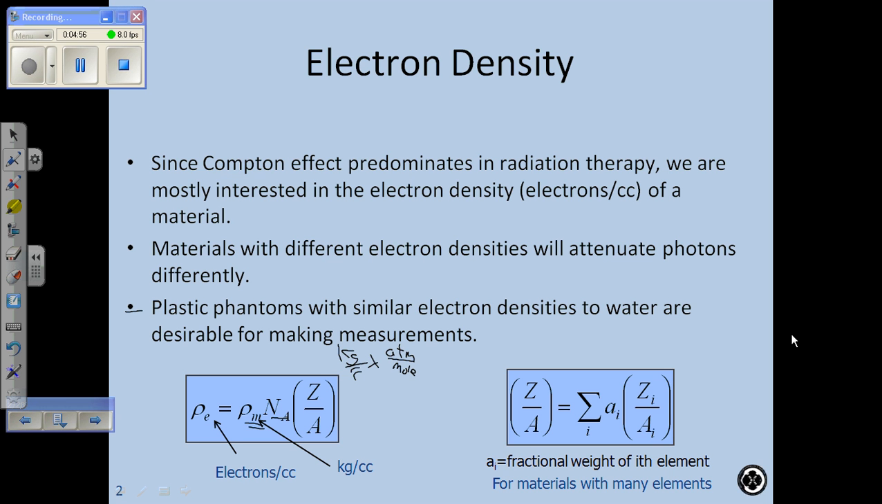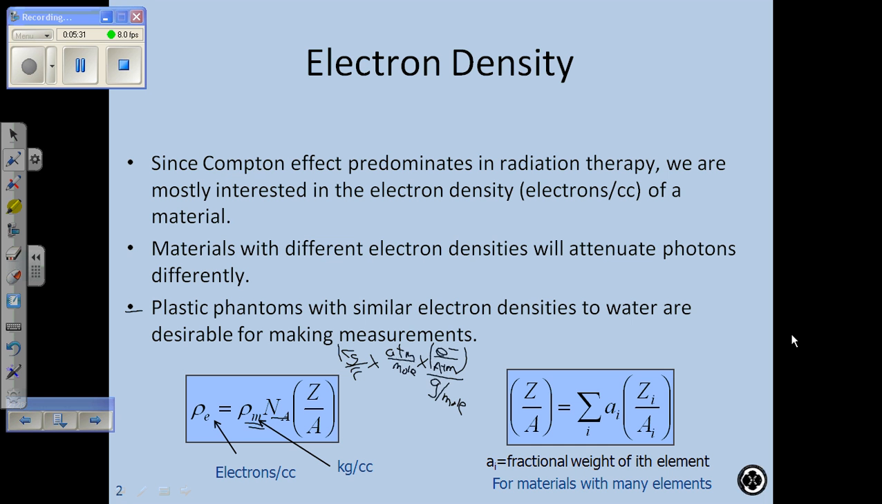Okay, there's 6.02 times 10 to the 23 atoms in 1 mole, times Z. Well, Z is the atomic number, but it's also the number of electrons per atom, right? So in a stable material, this is electrons per atom. That's Z, divided by A. And A is kilograms or grams per mole. Right? So it's grams per mole.